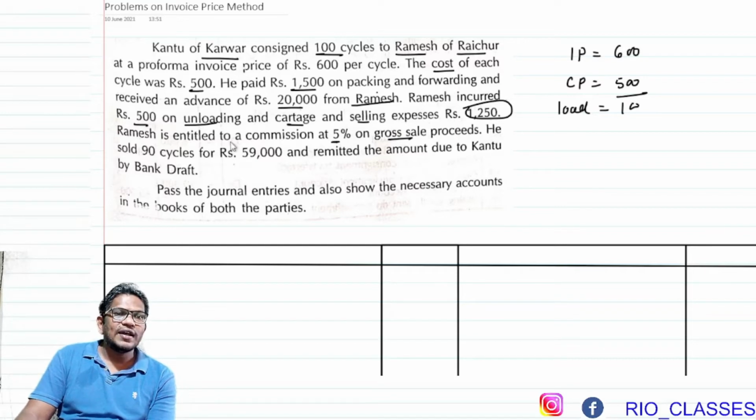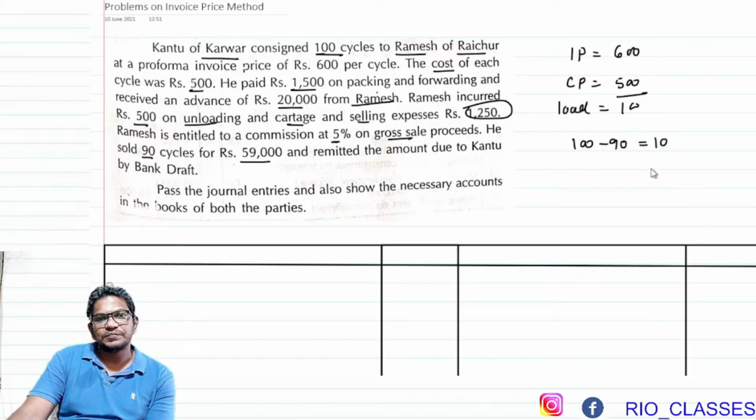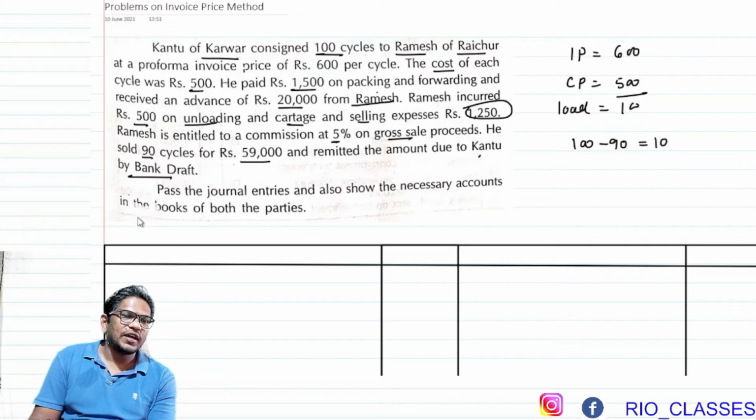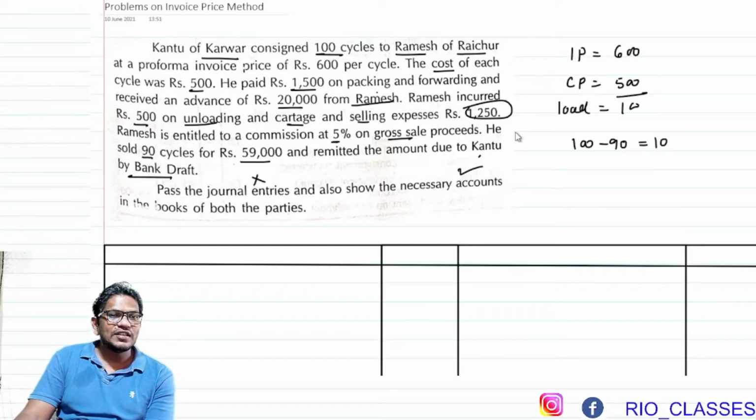Ramesh, the consignee, sold 90 cycles for 59,000. Out of 100, he has sold 90 cycles. That means 10 cycles are closing stock. He remitted the amount due to Kantu by bank draft. Pass the journal entry. I will not take the journal entry into account, but today we will solve the accounts in the books of the consignor.